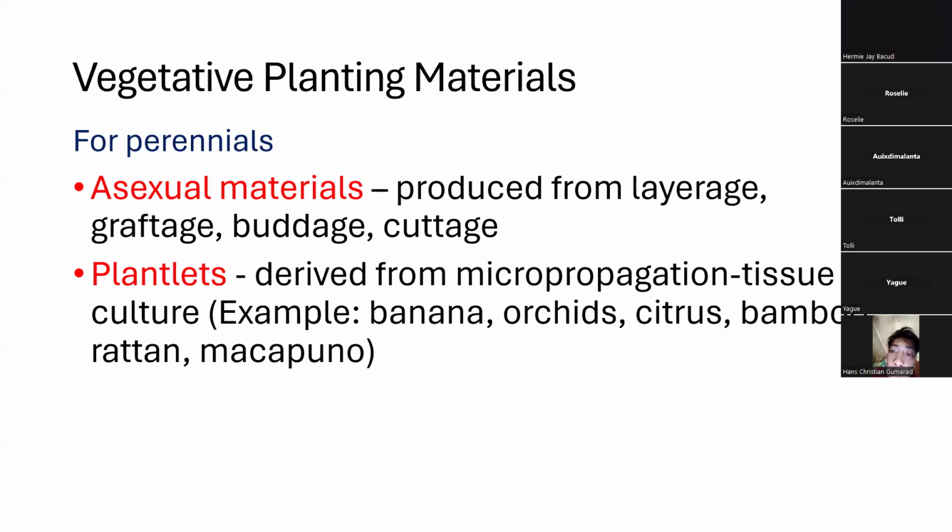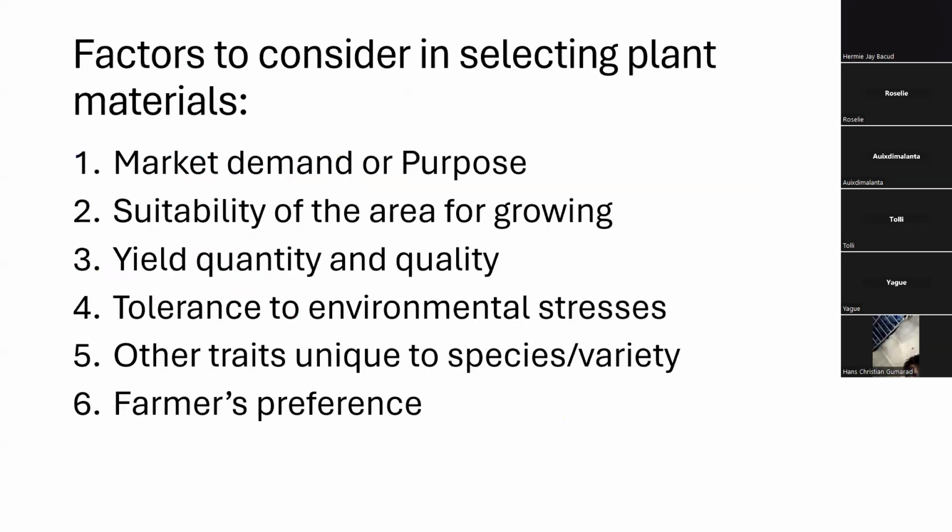Okay? Next, let us proceed to the different factors that we must consider in selecting plant materials. So we have here 6 factors. Una, market demand or purpose. Bakit? Why? Ano yung purpose? Bakit ka nagproduce? Para kanino? Para saan? So dito nakabatay yung ating pagpili ng plant material.